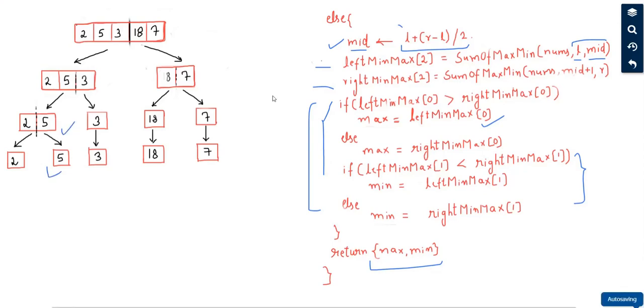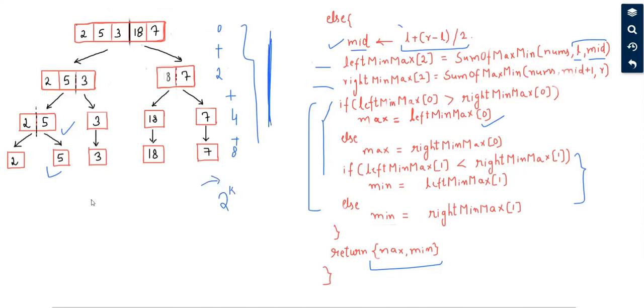Let's discuss the time and space complexity for this solution. We can see that initially we have 0 comparisons. Here we have 2 comparisons. Here we have 4 comparisons. Here 8 comparisons. Then if we sum all these values, 0 plus 2 plus 4 plus 8, this will give me a sum of 2 raised to the power k, where k is the height of this tree.